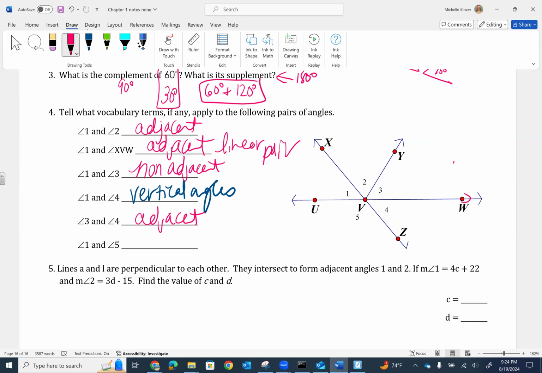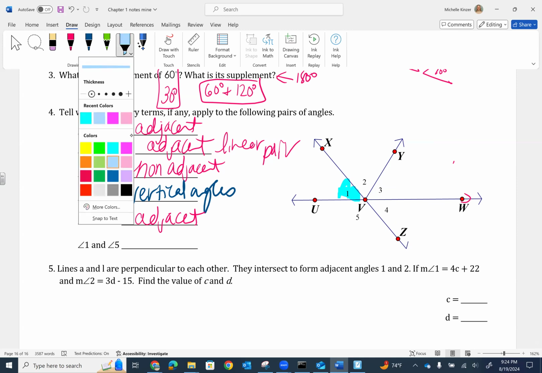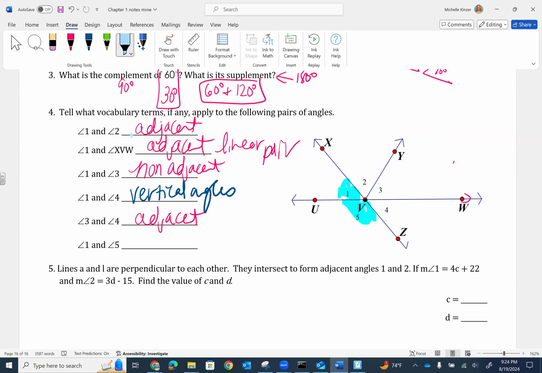1 and 5. Okay, here we go for 1. And then 5. Ooh, this is going to be special. Okay, notice that they're adjacent to each other. Common side, common vertex, but also they form a straight line. Okay, you've got opposite angles or opposite rays. And so it is going to be a linear pair. Which means that those two angles will be supplementary to each other as well.